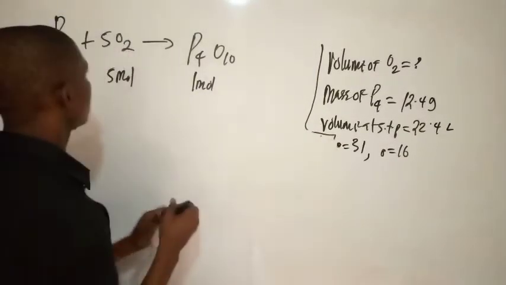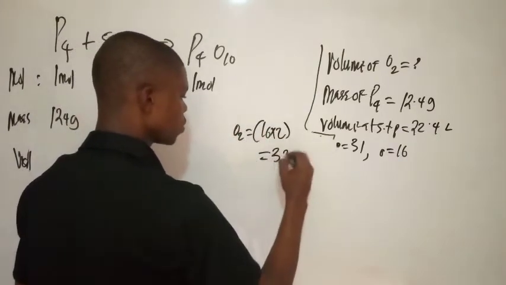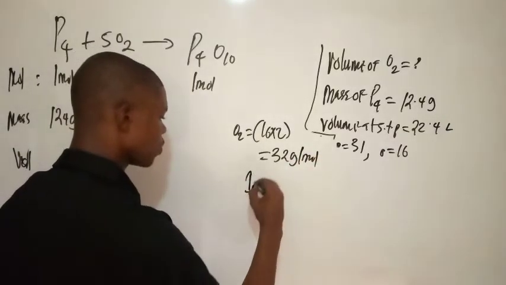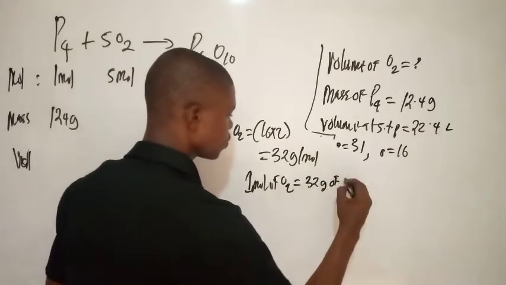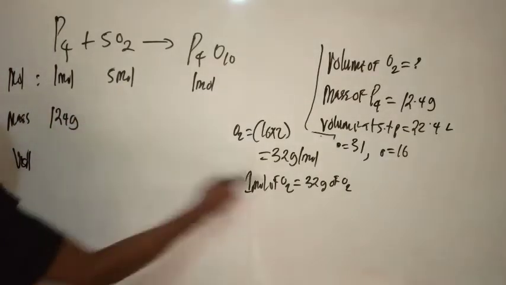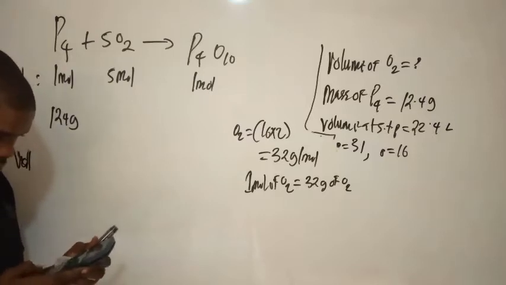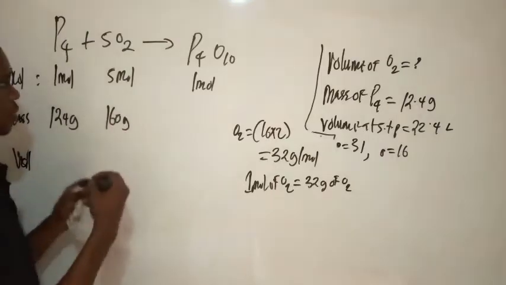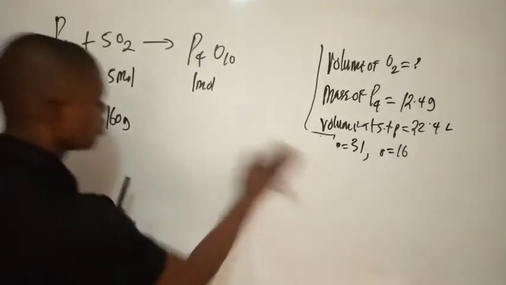The next thing is O2. O2 is 16 times 2, which is 32 gram per mole. So for every 1 mole of O2, I have 32 grams of O2. Here we have 5 moles, so 5 times 32, which is 160 grams. So that is for oxygen.